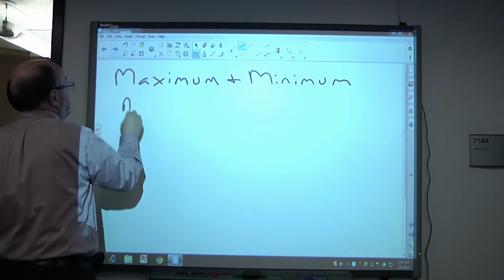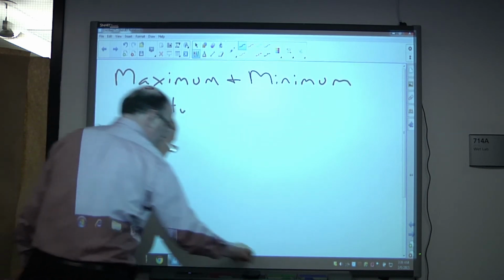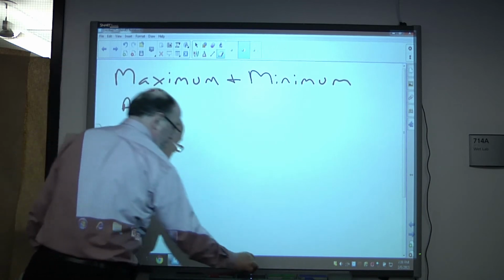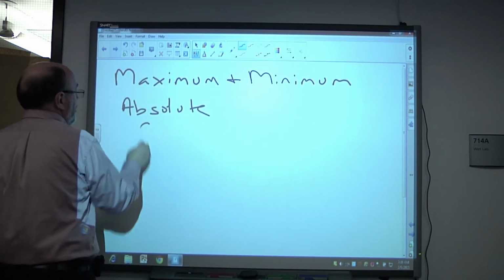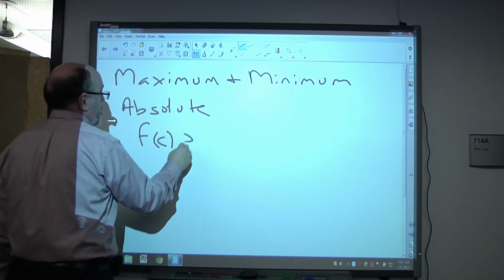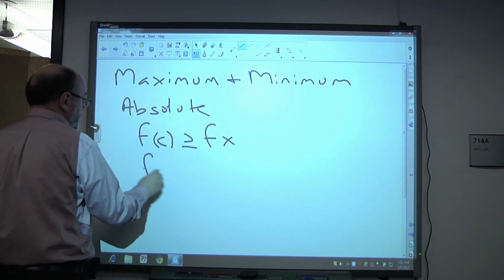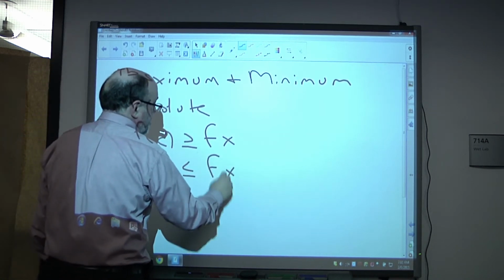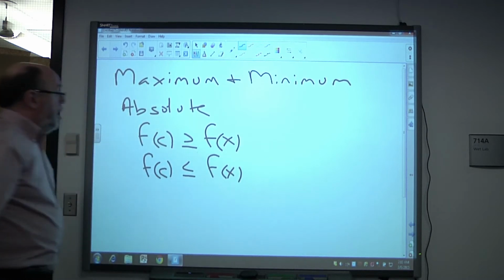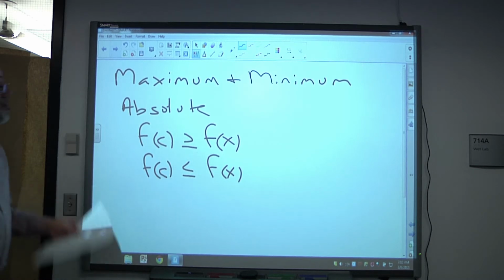So in terms of absolute max or absolute min, we would have that f of c is greater than or equal to f of x, or f of c is less than or equal to f of x. And f of c means at some critical x value, c.